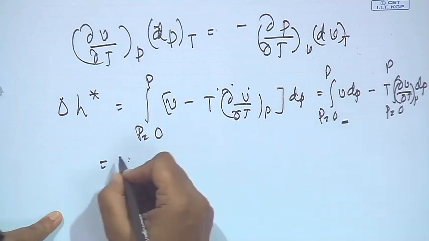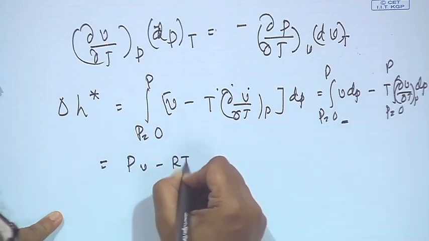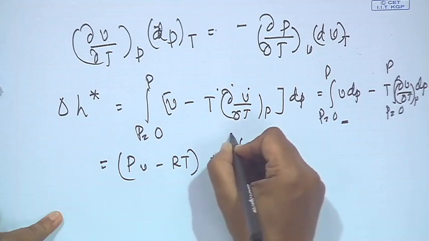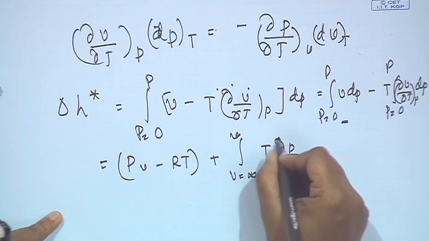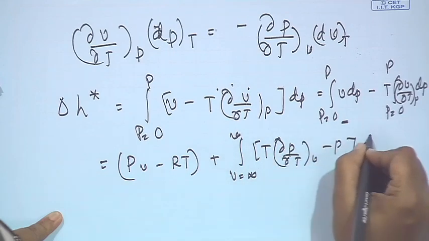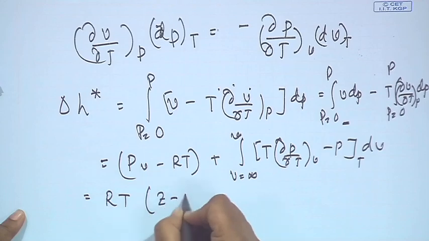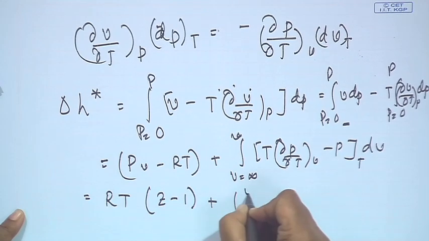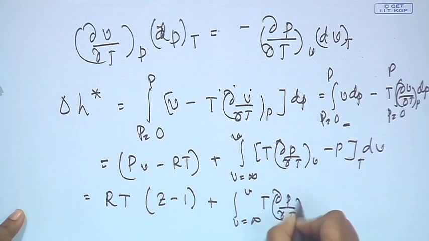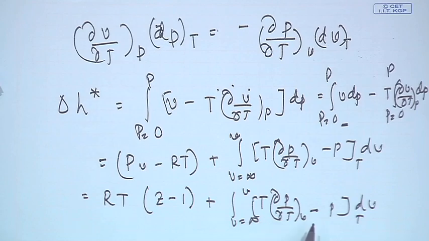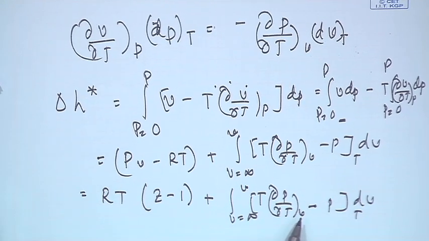So, from this particular term we get PV minus RT, and for the next substitution, what do we get? It is the integral from V equals infinity to V of T del P del T at constant V minus P dV. This is at constant T. Fine, or else we can write it in terms of Z: RT into Z minus 1 plus integral from V equals infinity to V of T del P del T at constant V minus P into dV. So, if you observe this equation, you find that you can find the enthalpy departure function for any equation which expresses P as a function of T and V.